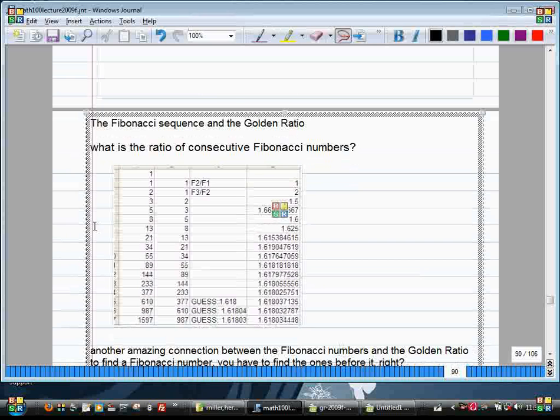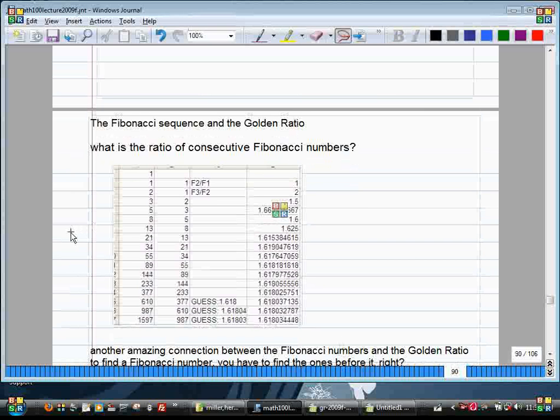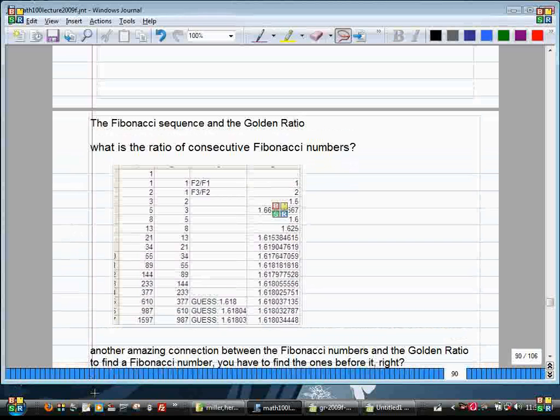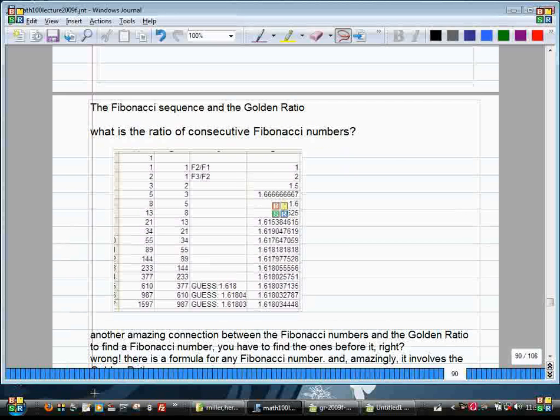Well, here's another amazing connection between the Fibonacci numbers and the golden ratio. So, to find a Fibonacci number, you have to find all the ones before it, right? Because you add up 2 Fibonacci numbers to get the next one. So if you want to find the 11th Fibonacci number, you have to find everything before it and then add the last 2, right? Wrong. That may be the definition of the Fibonacci numbers, but it turns out there is a formula for any Fibonacci number. And guess what it involves? Amazingly, it involves the golden ratio.